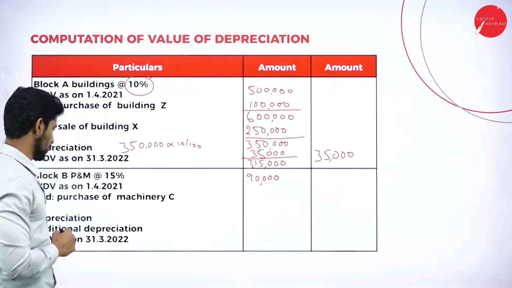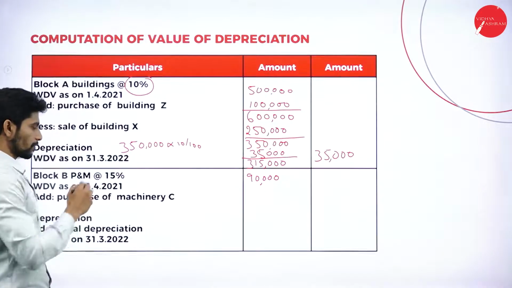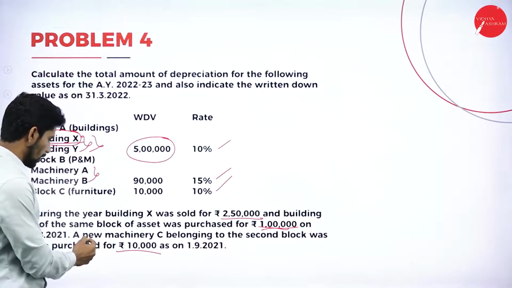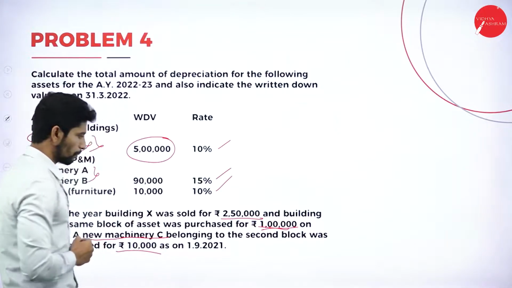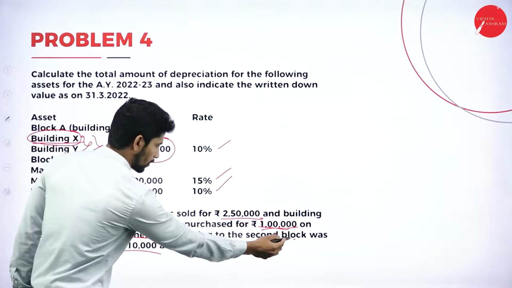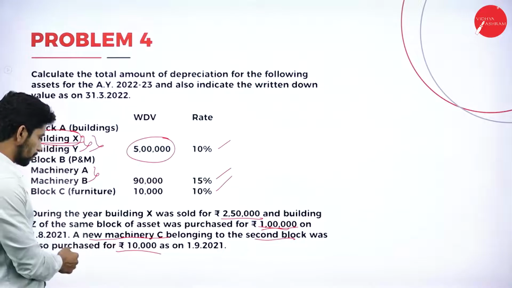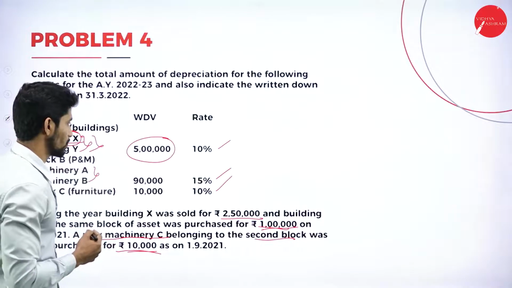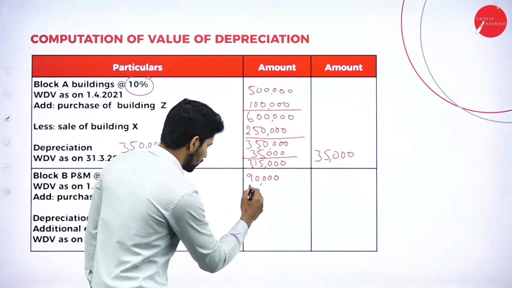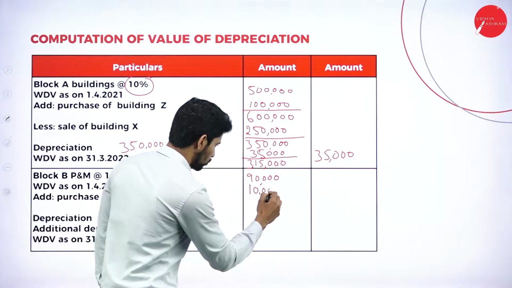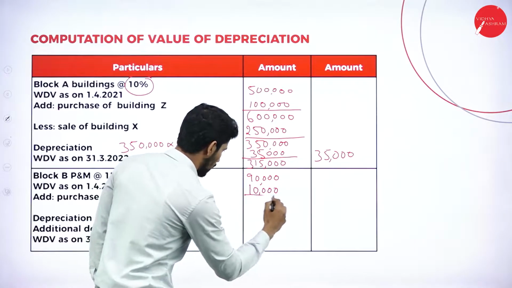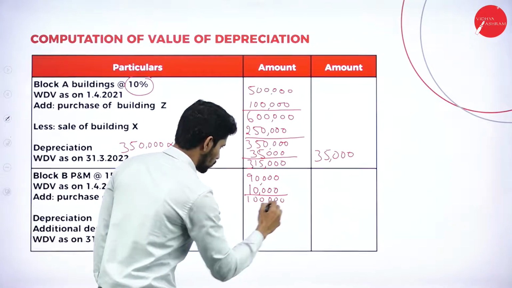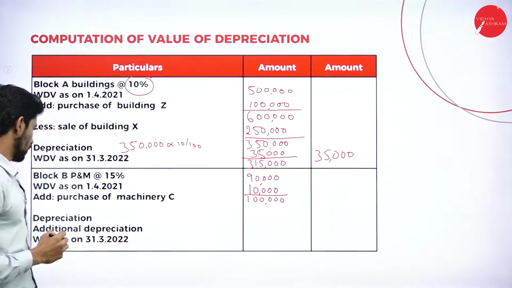WDV value is 90,000. Add purchase of machinery C. Yes, in the previous year, here you can see a new machinery C belonging to the second block was purchased for rupees 10,000. So purchase of new machinery is worth rupees 10,000. So add the value, you will get 1 lakh rupees.